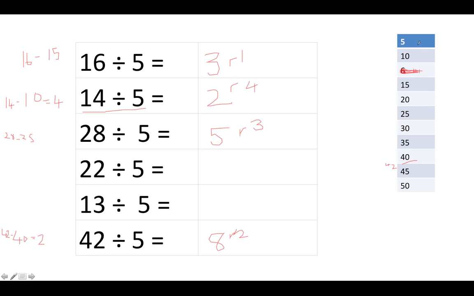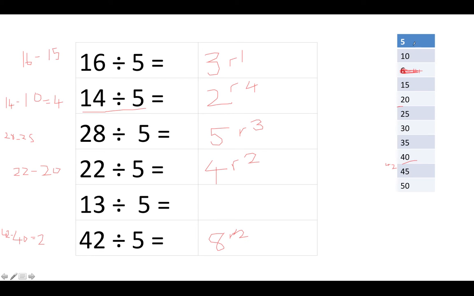22 divided by 5. 5, 10, 15, 20, 25. It is somewhere in between here. So the highest I can go to is 20, and the answer to 20 divided by 5 is 4, but I wanted 22. So 22 take away 20, the difference is 2.